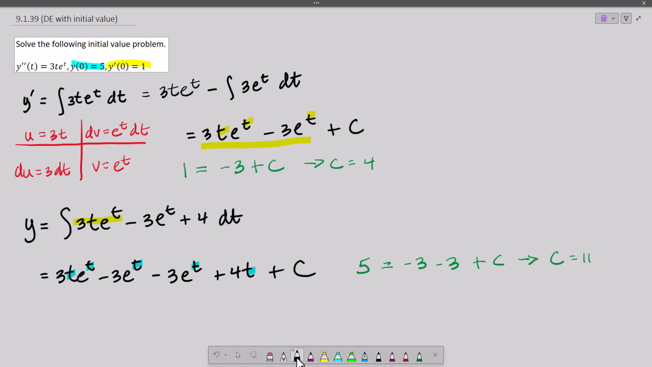So that allows us to write our final form of y. So that is going to be 3t e to the t minus 6e to the t plus 4t plus 11.